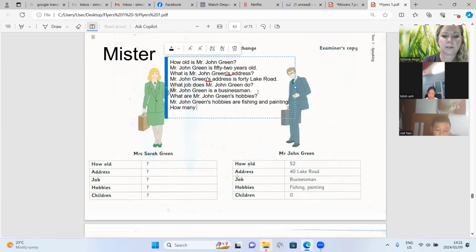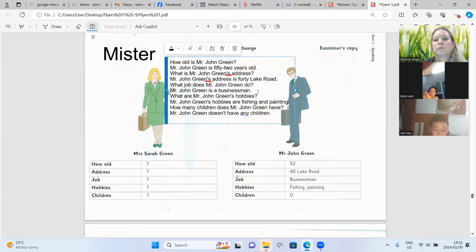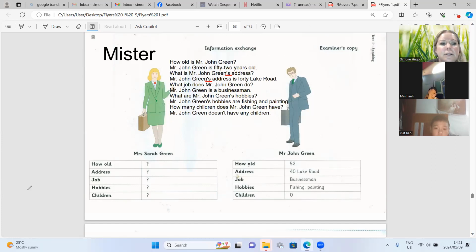How many children does Mr. John Green have, Minh An? There are zero children. Okay, Mr. John Green doesn't have any children. Okay, zero children, so he doesn't have any children.